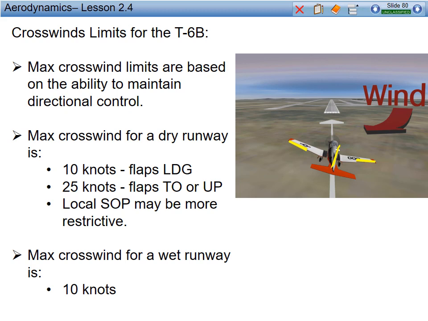Crosswind limits for the T6. Maximum crosswind limits are based on the ability to maintain directional control. Max crosswind for a dry runway is 10 knots with flaps in the landing position, 25 knots with the flaps in the takeoff or up position, and this may be reduced even further by local SOP. Max crosswind for a wet runway is 10 knots.